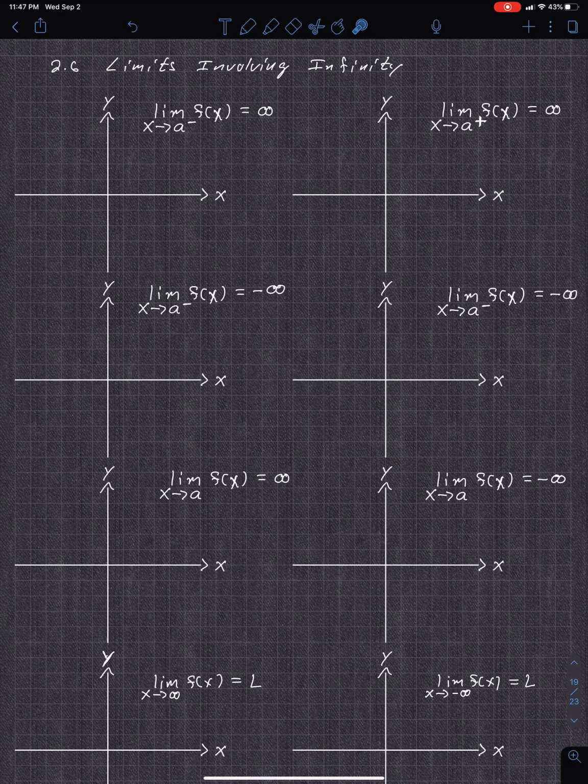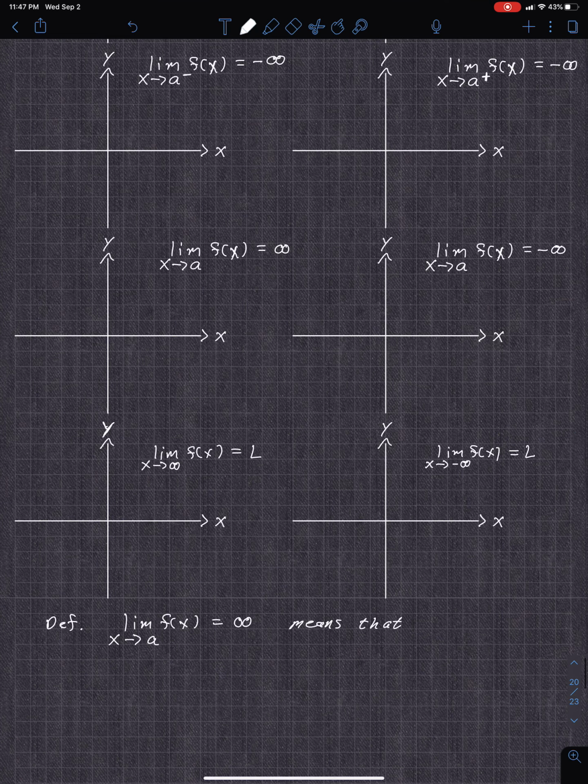And then write down, first, the limit of f of x as x approaches a on the left equals infinity, and then the same thing on the right equals infinity, and then on the left negative infinity, on the right negative infinity. Then we will take off the left or right: the limit of f of x as x approaches a equals infinity, and as x approaches a equals negative infinity.